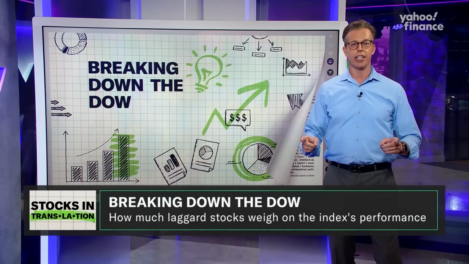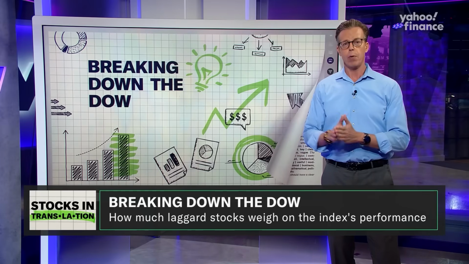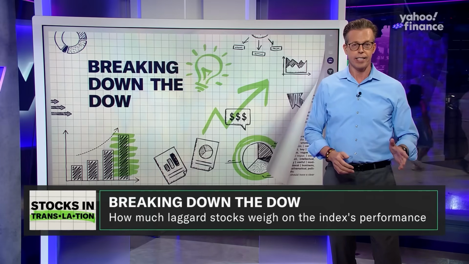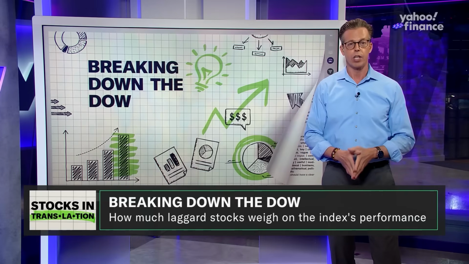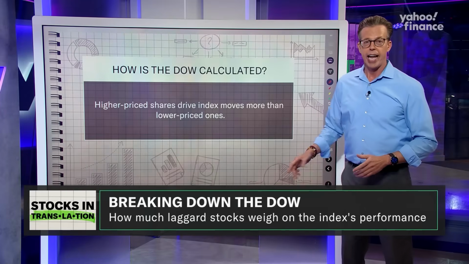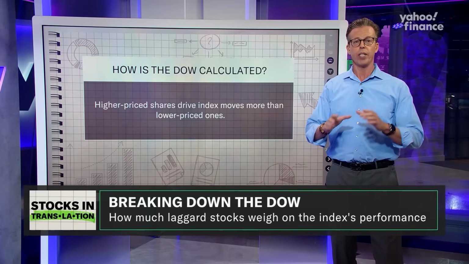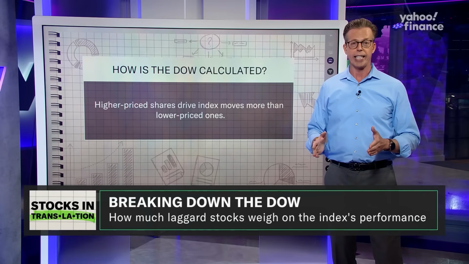Today in Stocks in Translation, we're going to take a look at how the Dow is actually calculated. Now, the Dow was born all the way back in 1896, nearly 130 years ago, before computers, before calculators, so this index of 30 stocks had to be easy to calculate. And for the sake of simplicity, only the stock price is used. So the higher the stock price, the greater the weight in the index.